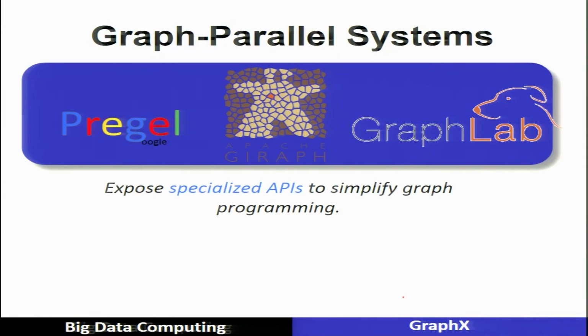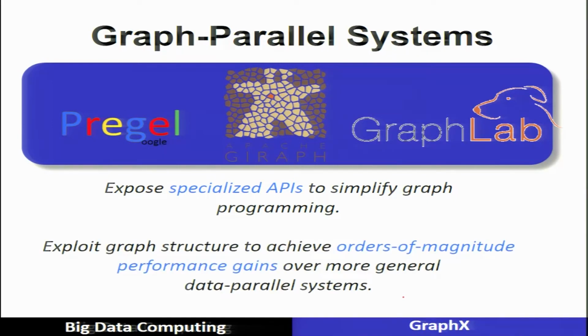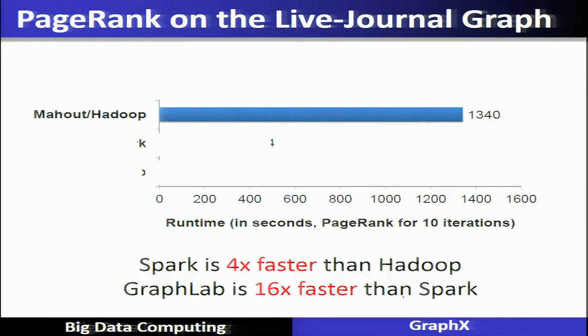This we have already seen: using Pregel or Giraph or GraphLab, it will expose specialized APIs to simplify the graph programming and exploit the graph structure to achieve orders of magnitude performance gain over the more general data parallel systems.